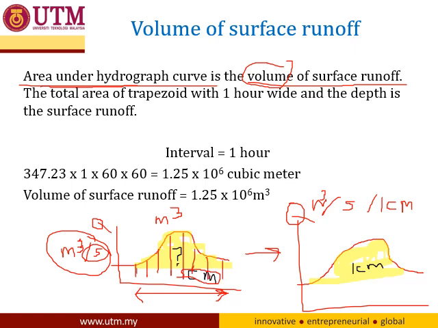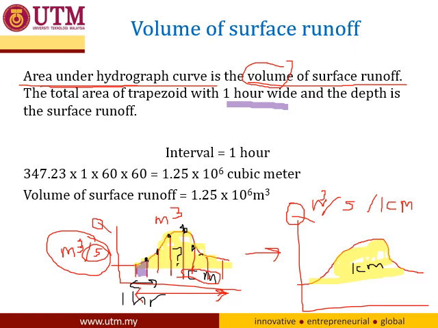So it means here that for one trapezoid, this is one trapezoid, one section. The total area of trapezoid with 1 hour wide. Because we know the interval of the data is 1 hour. Let's say the data is here and here and here and here. So the interval is 1 hour. So we can measure or calculate this trapezoid volume.